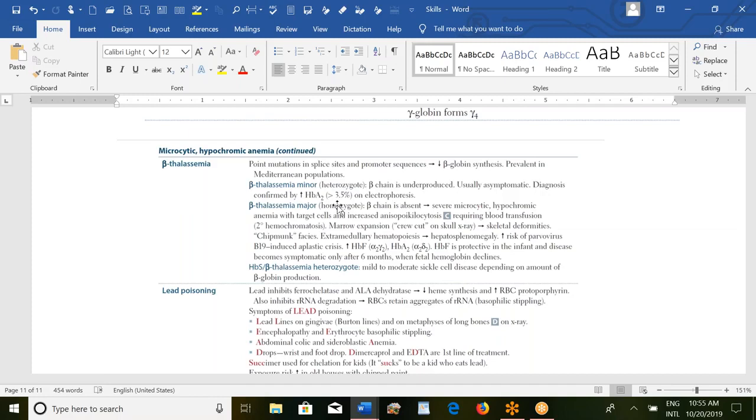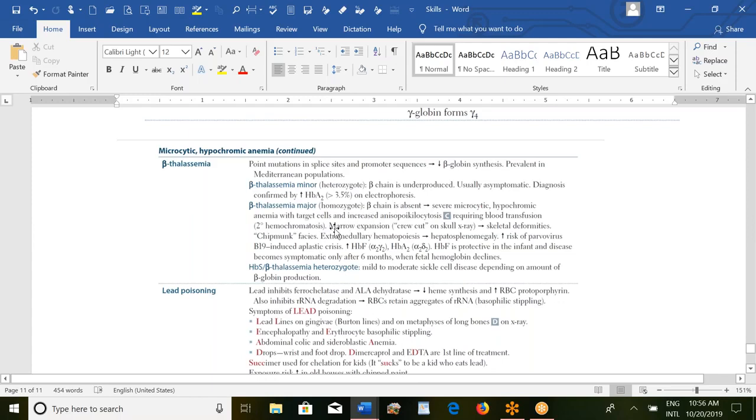In beta thalassemia minor, the beta chain is underproduced. And in beta thalassemia major, in the homozygous, the beta chain is absent. So the patient can have severe microcytic hypochromic anemia with target cells. Target cells are broken cells, and the cells can be of abnormal shape also. And these patients will require blood transfusion.